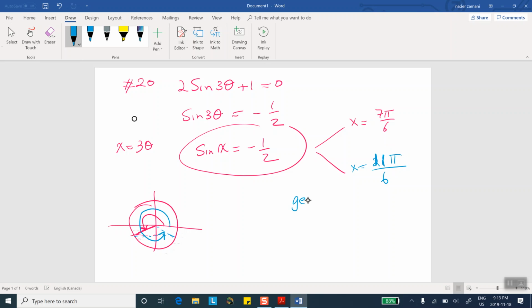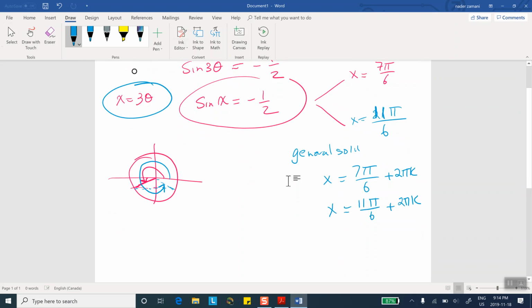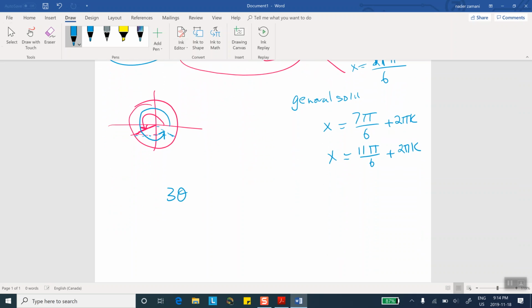And the general solution is x equal to 7 pi over 6 plus 2 pi k, just like what we have been doing before, and x equal to 11 pi over 6 plus 2 pi k. However, our unknown was theta. Therefore, I'm going to write 3 theta equal to 7 pi over 6 plus 2 pi k, and 3 theta equal to 11 pi over 6 plus 2 pi k.